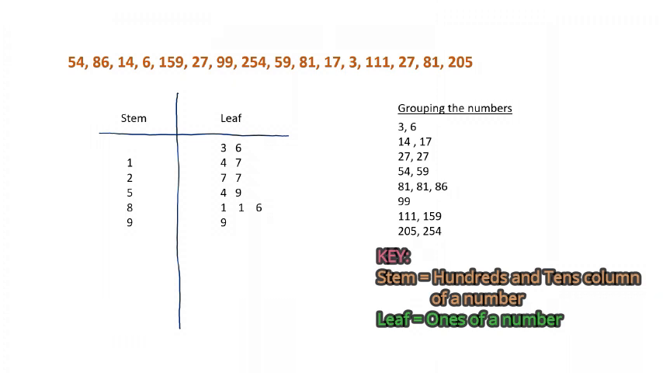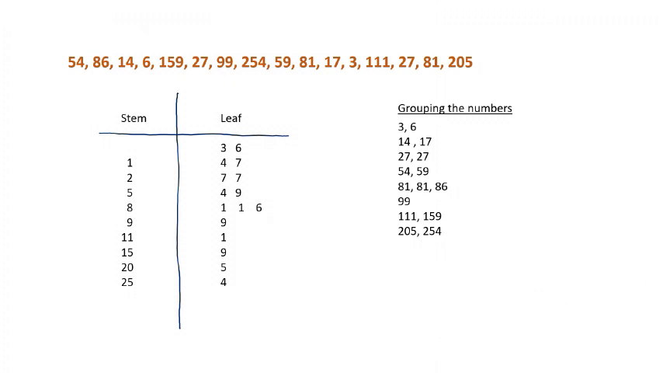Now the next ones I just grouped by the hundreds, so I'm going to have to break that up. I have 11 in the stem column and 1 in the leaf. That represents 111. The next stem will be 15, again because I'm representing the 100s and the 10s columns, and a 9 in the leaf. As I move to the 200s grouping, I'm going to have 20 in the stem column and 5 in the leaf. And for my last number, I'm going to have 25 in the stem column and 4 in the leaf. So there you have it. There is the stem and leaf table for the numbers above.